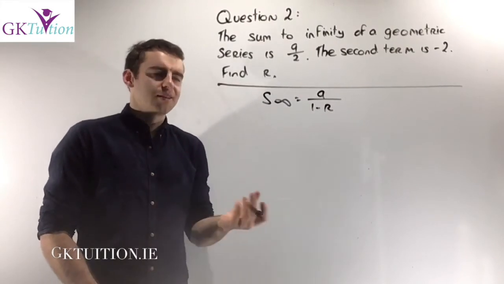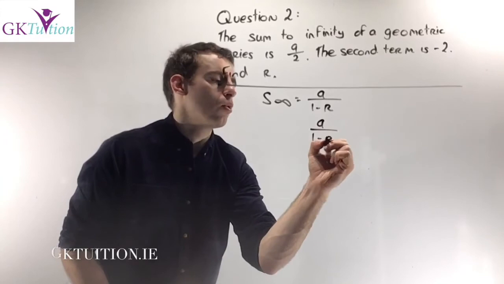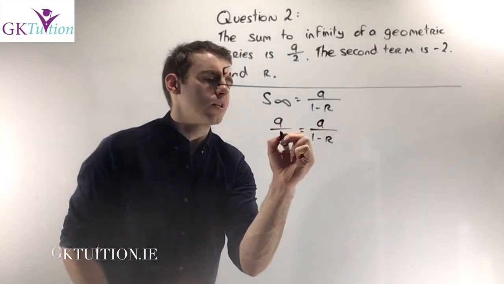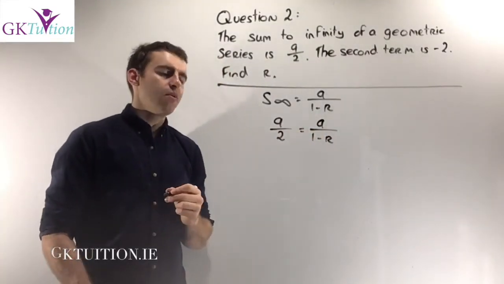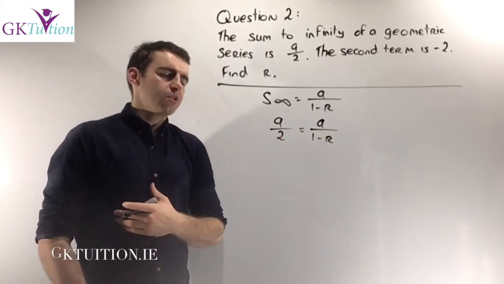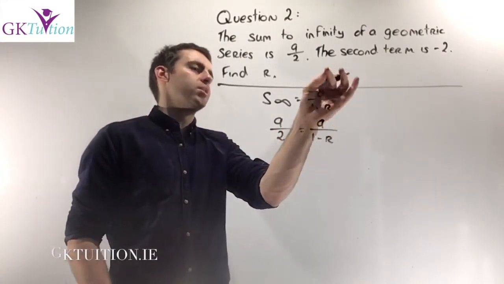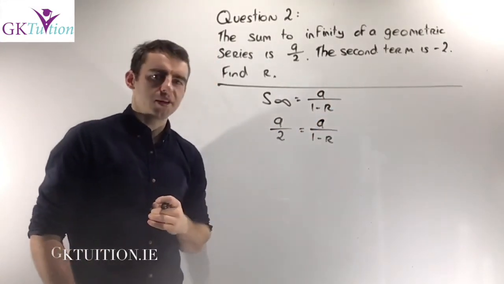And I'm being told that that is 9/2. So I can actually just say that A over 1 minus R in this scenario is equal to 9/2. Now I've got one equation and 2 unknowns, so obviously I need to come up with another one. The other piece of information I was given is that the second term is -2.